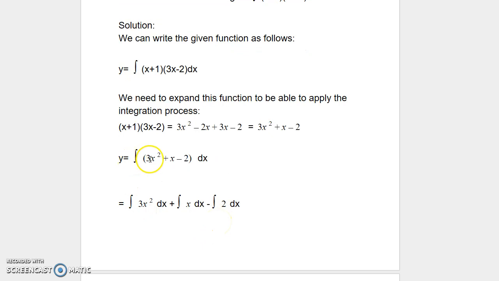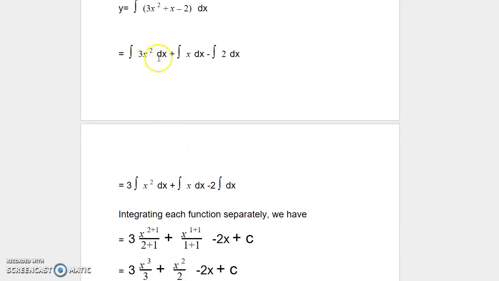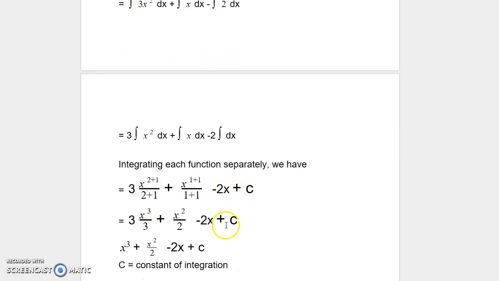Now we can integrate each one of these terms separately as shown here: integral 3x squared dx plus integral x dx minus integral 2 dx. Since we have some constant terms, we're going to pull out the constants outside of the integration process and write it out as follows. 3 integral x squared dx, that's the first term. There is no constant in the second term, so we write integral x dx. Minus, in the third term we have a 2 as a constant, so we're going to pull out 2 as a constant, integral dx.